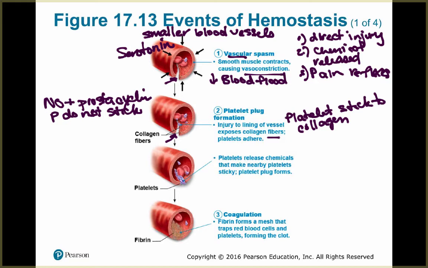Now, there is a factor known as von Willebrand factor that helps to stabilize this platelet collagen adhesion.